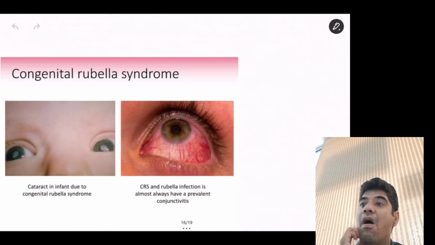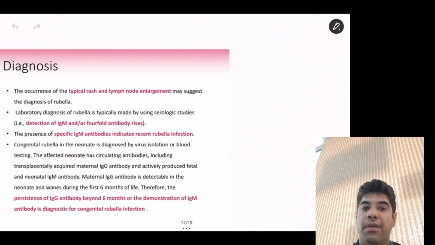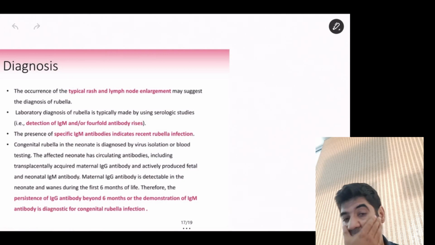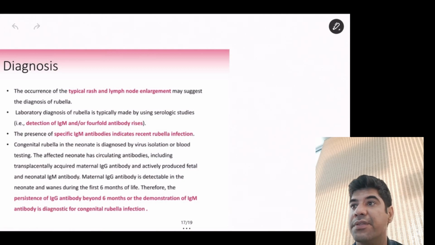Now, how can you diagnose rubella? Rubella is usually mild and specific treatment is not required. Laboratory tests are necessary due to the often mild or non-specific clinical presentation. Serological analysis, virus culture and PCR are used for diagnosis. The presence of specific IgM antibody indicates recent rubella infection.